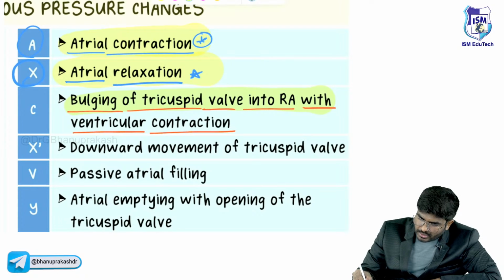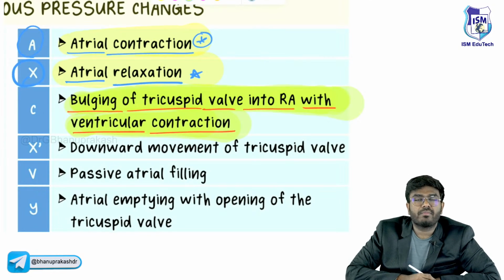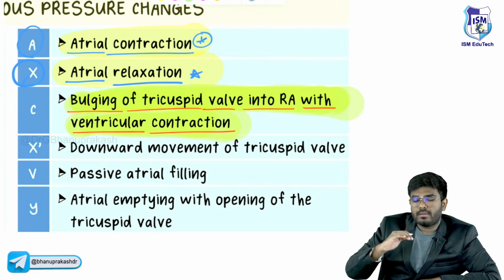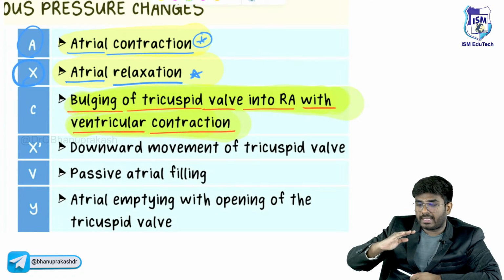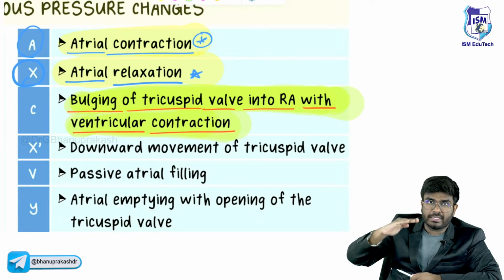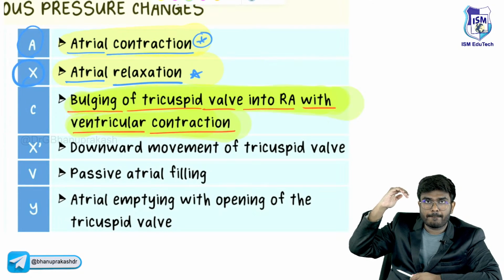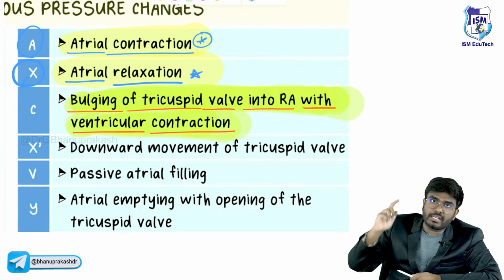So the ventricle is contracting. When the ventricle is contracting, the tricuspid valve goes into the right atria. When it goes into the right atria, the right atrial pressure increases a little, and the internal jugular vein pressure also increases a little.